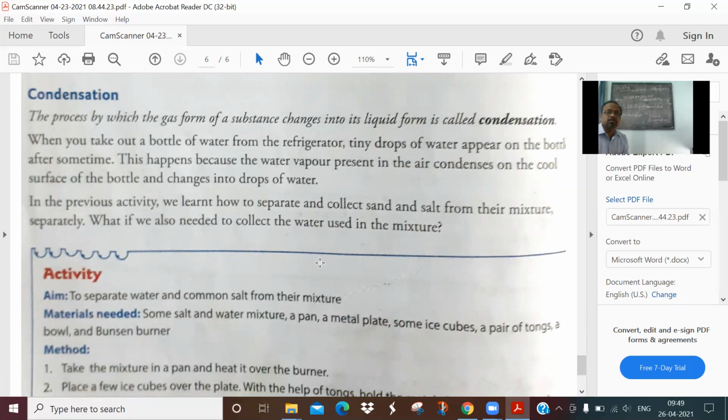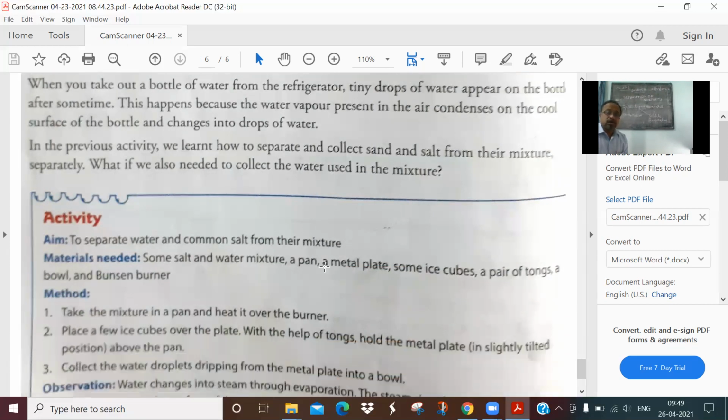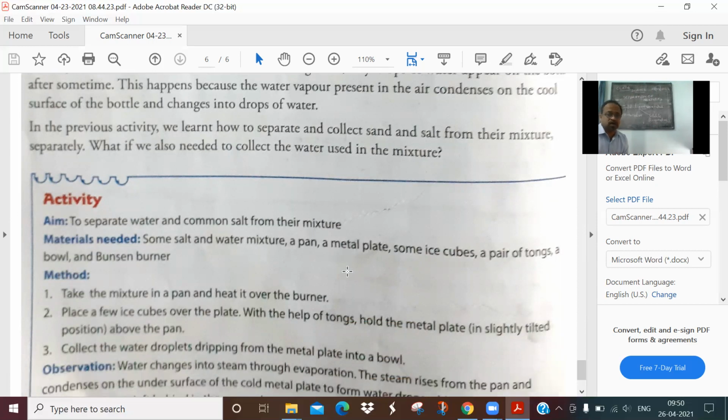To separate water and common salt from their mixture, in this activity we are going to collect the water also, not only the salt. So first evaporation followed by condensation is carried out. That's a simple activity to make you understand this. The materials required are some salt and water, a pan, a metal plate, some ice cubes, a pair of tongs, a bowl, and a burner. Tongs are used to hold the material. The burner is for heating.